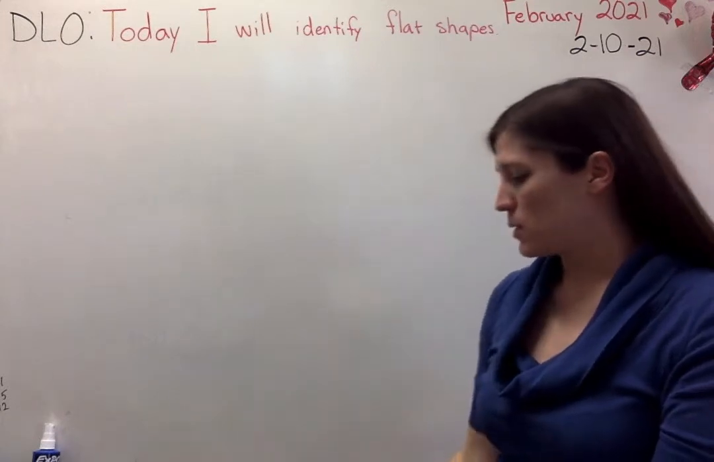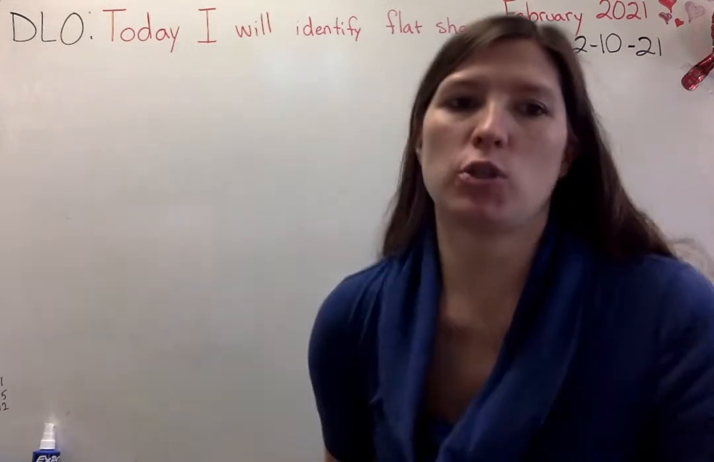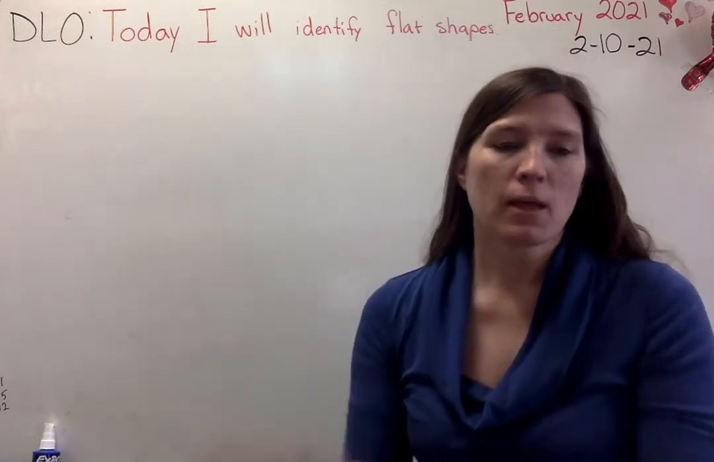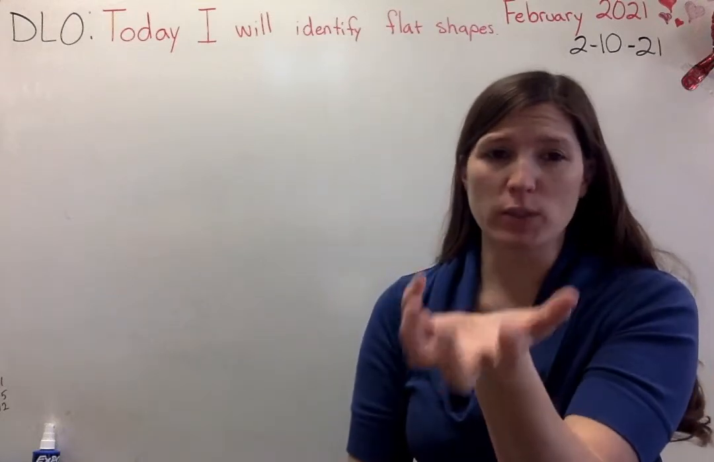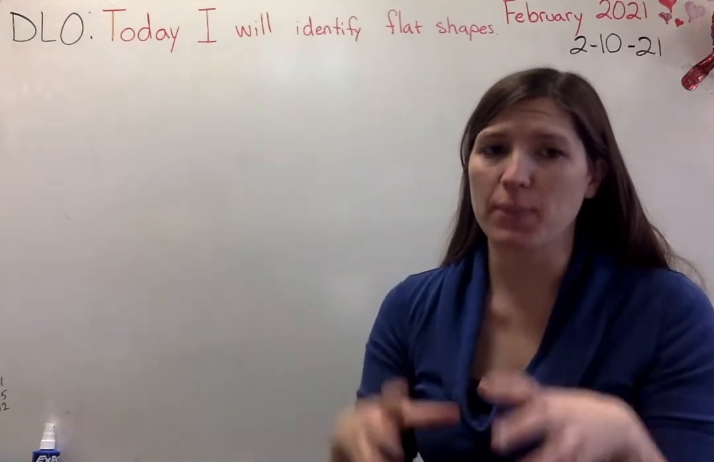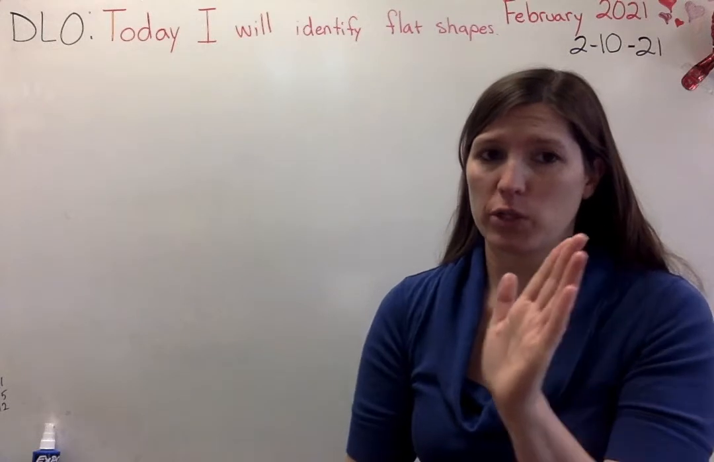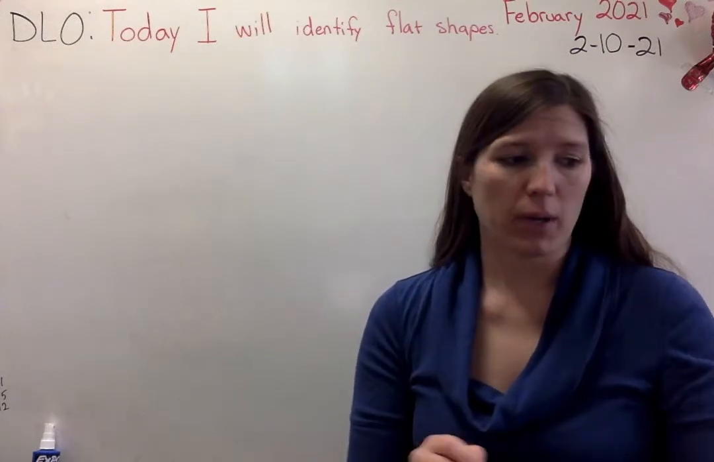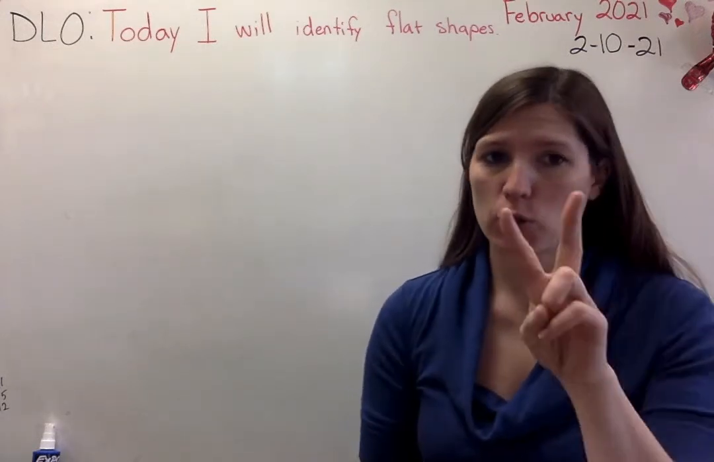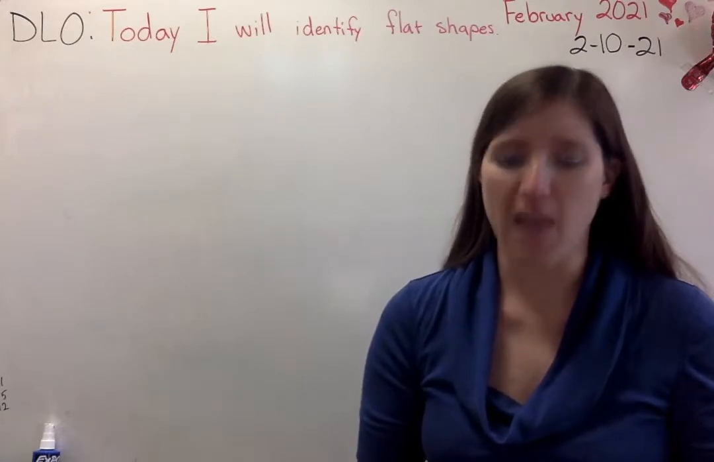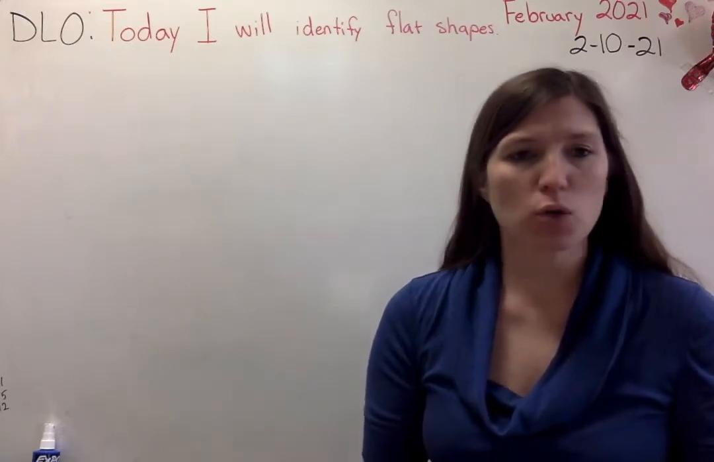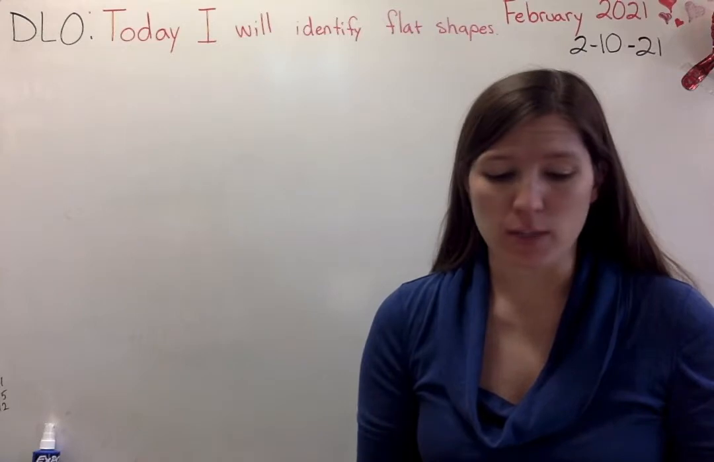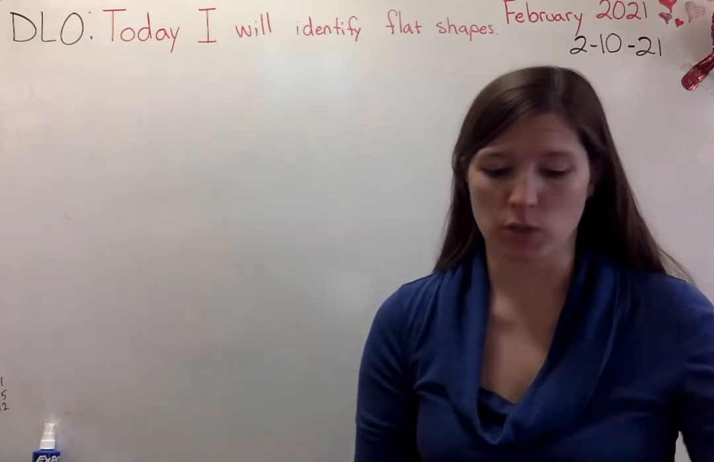And flat shapes. Another name for flat shapes is 2D, two-dimensional. It means it's flat. You can't hold it. A 3D shape you can hold, and we'll learn about 3D shapes later. But for now, we're going to learn about 2D shapes. They're also called flat shapes. So let's go over the names, and then we'll go over some of the attributes, the characteristics.